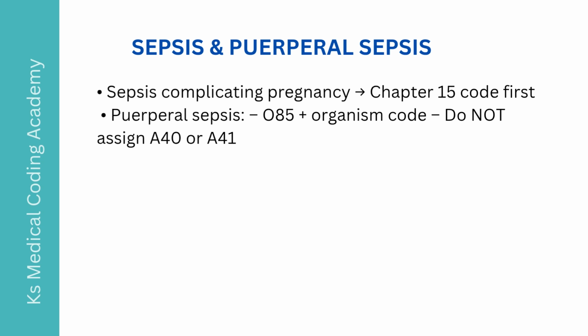Sepsis and puerperal sepsis. Sepsis complicating pregnancy requires a Chapter 15 code first, followed by the specific infection. Puerperal sepsis is coded using O85 with an additional code to identify the causative organism. Do not assign A40 or A41 for puerperal sepsis.